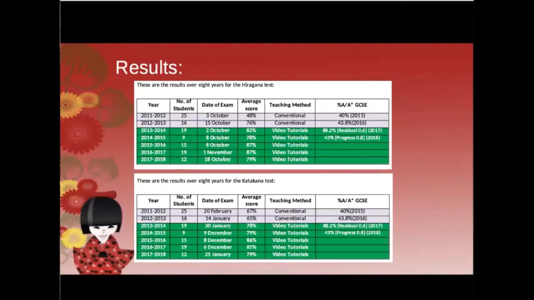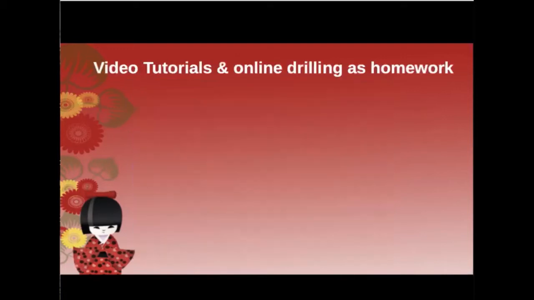And the same thing happened, the statistics are a little bit better for the katakana test. You can see 67%, 65% using conventional means, and then that jumped up again from 78% to as high as 86%. So I did find it was a very effective way to improve results, but also to open up the classroom so that we could do a lot more interactive, communicative activities rather than just me standing in front of the class and just telling them and writing on the whiteboard and so on.